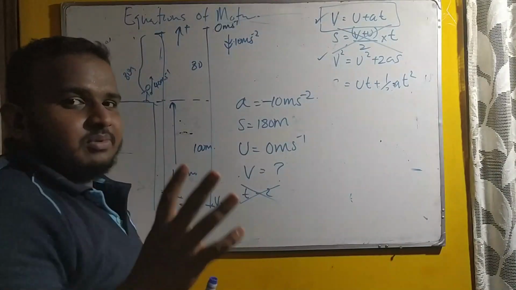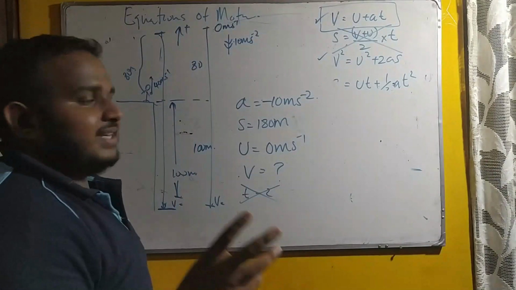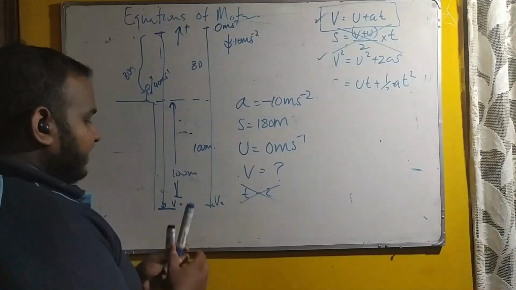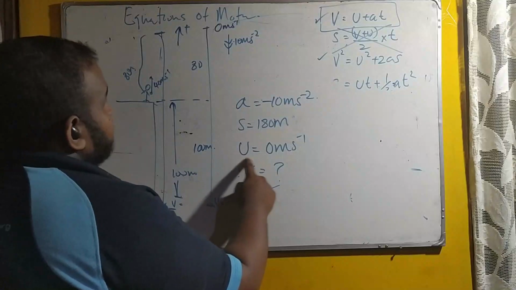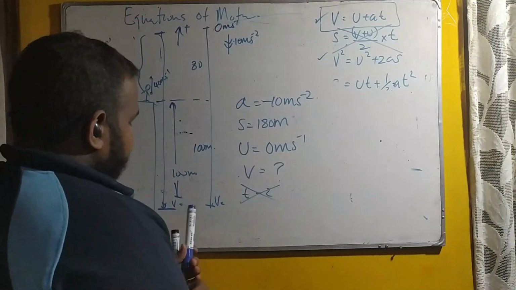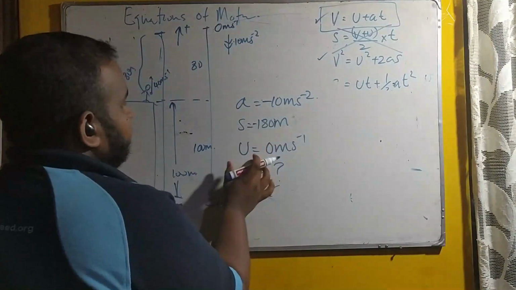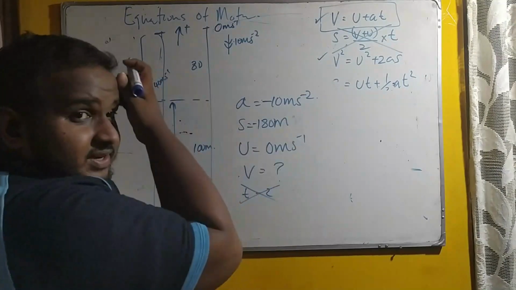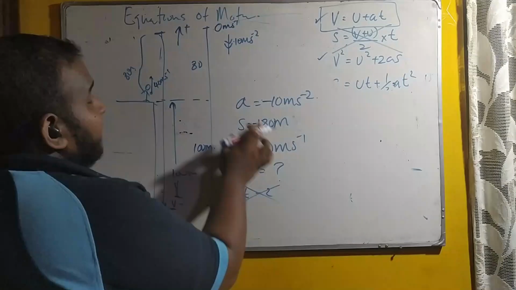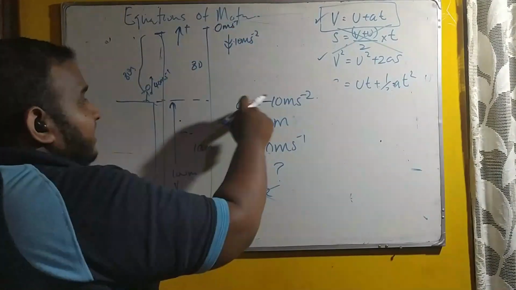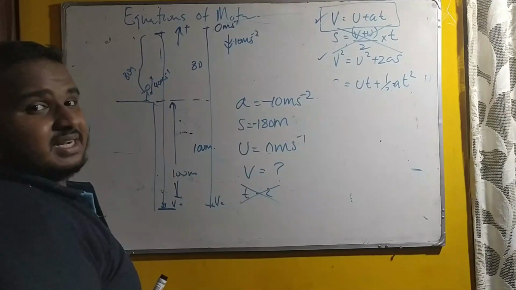But if you consider the data given here, the initial velocity is given as 0 meter second minus 1. The final velocity is the question. We need to find the final velocity. And we all know the acceleration is downward. Therefore, I have put minus 10 meter second minus 2.